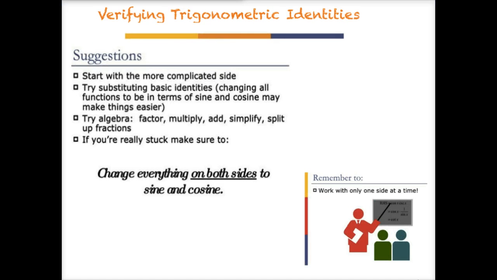A couple other things to keep in mind. Always start with the more complicated side. Also, try substituting basic identities. For example, changing the functions to be in terms of sine and cosine may really help things be easier. And then try algebra. Factor, multiply, add, simplify, split up fractions, combine fractions, whatever will get you to making those two sides equivalent. And if you're really stuck, make sure to change everything on both sides to sine and cosine. And then the key is, remember, work only with one side at a time.